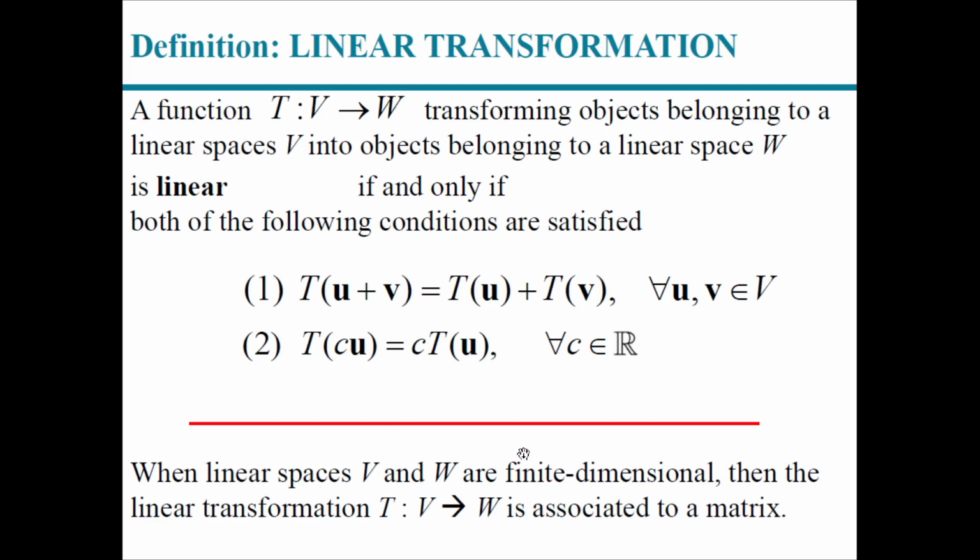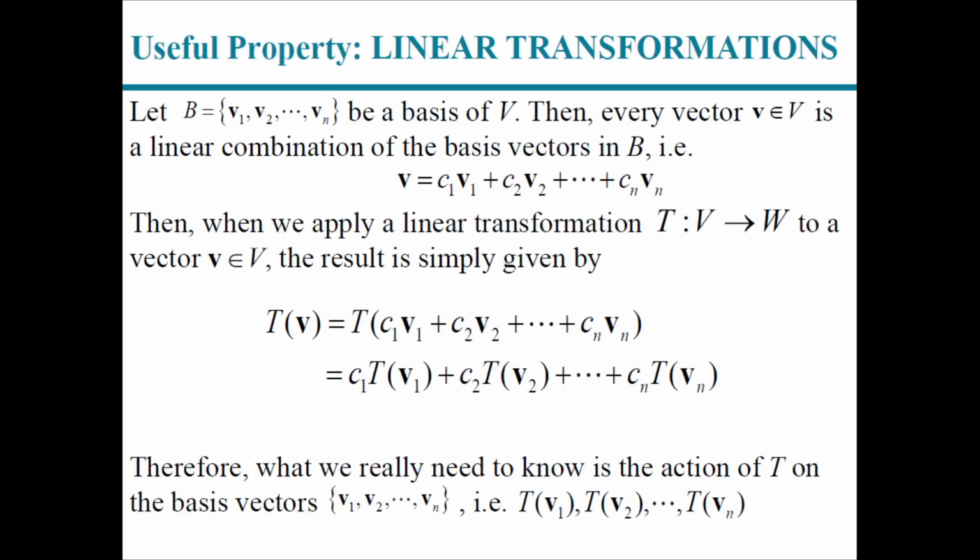So another thing that we are going to see later on is that when our spaces are finite dimensional, that means that the basis has a finite number of elements there, then the linear transformation can be associated to a matrix. So basically, linear transformations between finite dimensional spaces can be represented by matrices. So that will be the subject of another video, how we do that, and that will be a lot of fun.